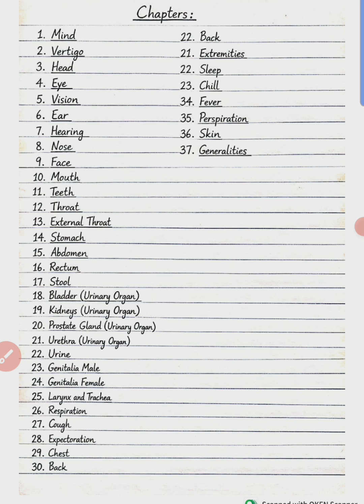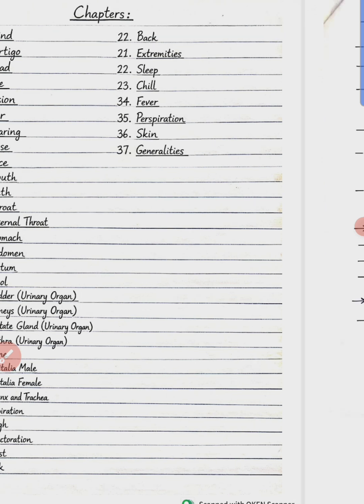Okay, here the chapters of Kent are mentioned. First is mind, then vertigo, head, eye, vision, ear, hearing, nose, face, mouth, teeth, throat, external throat, stomach, abdomen, rectum, stool, bladder, kidneys, prostate, urethra, urine, genitalia male, genitalia female, larynx and trachea, respiration, cough, expectoration, taste, back, extremities, sleep, chill, fever, perspiration, skin, generalities.